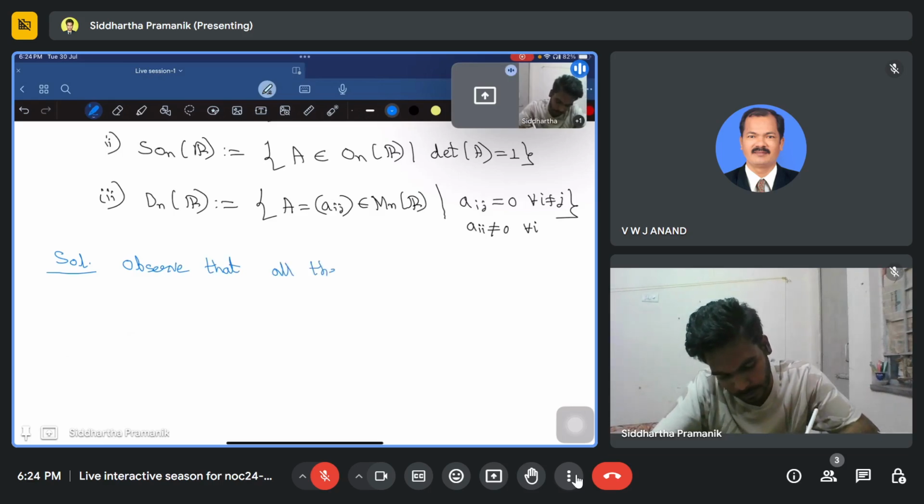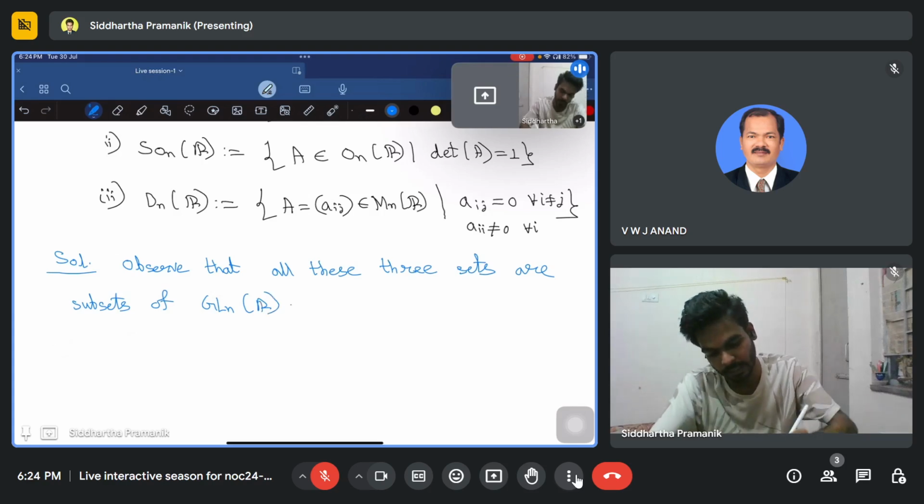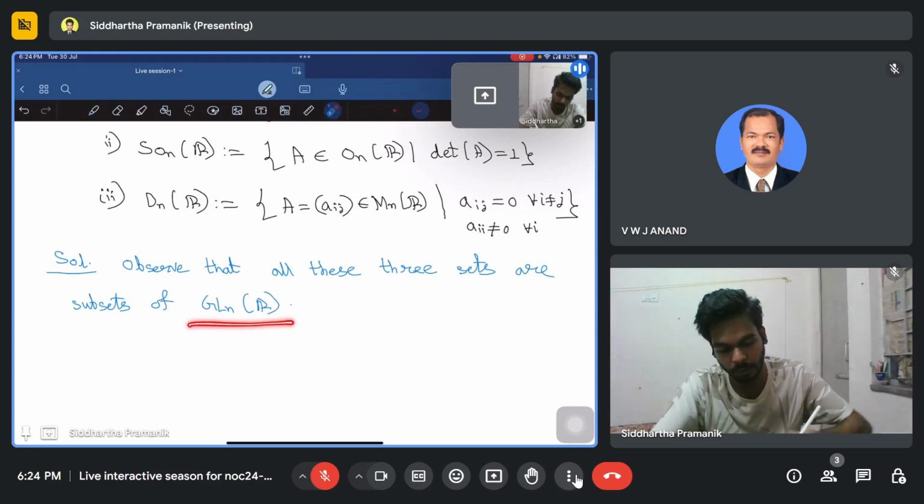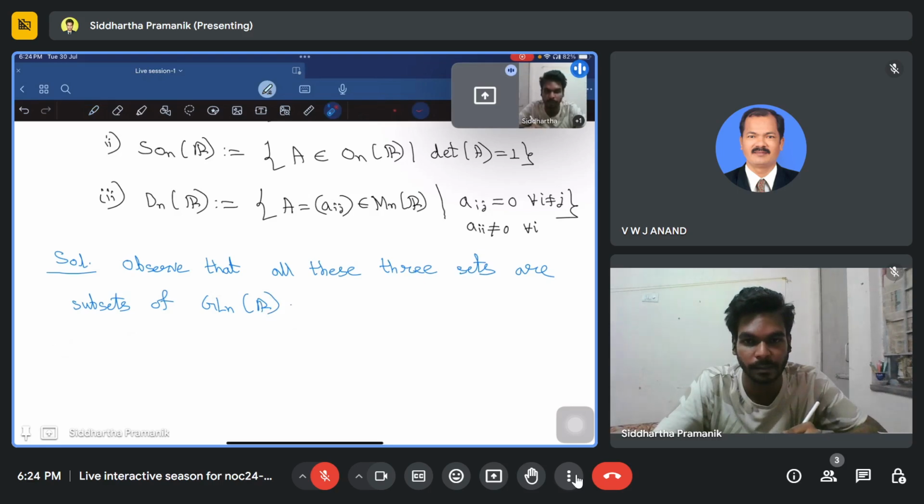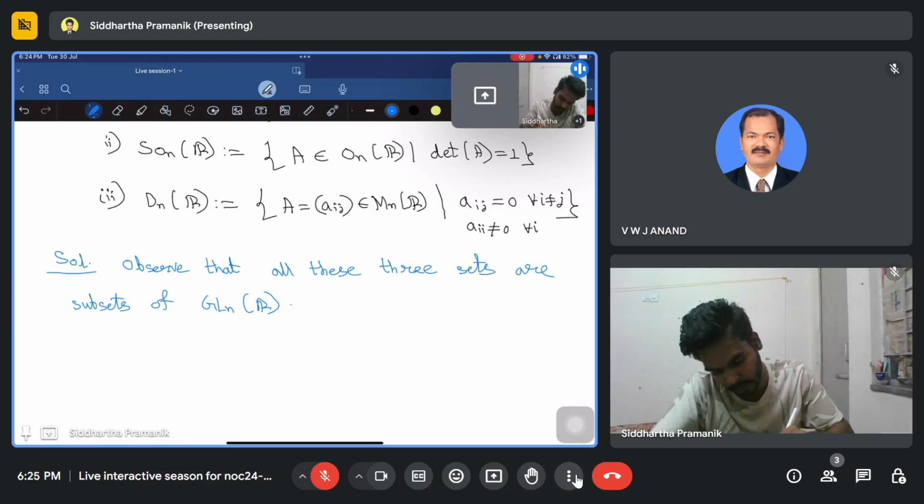All these three sets are subsets of the group GL(n, R), and that is the set of all n by n invertible matrices over R. Okay, now let's do the first one.